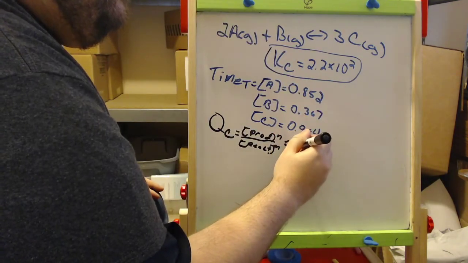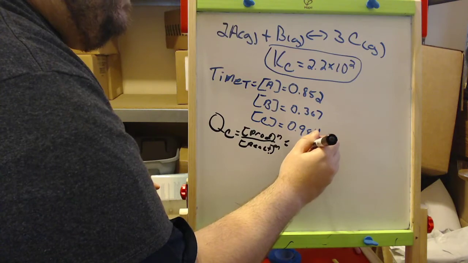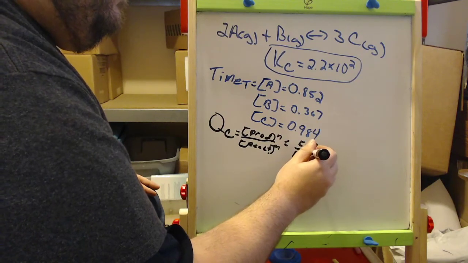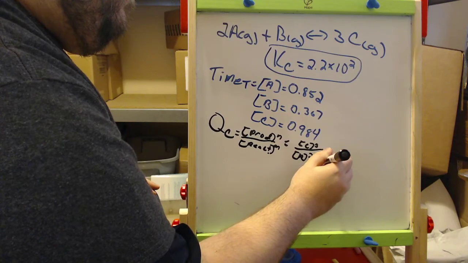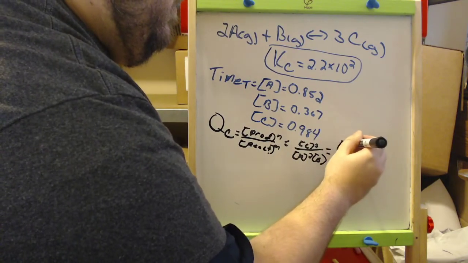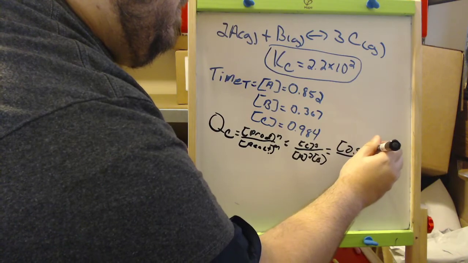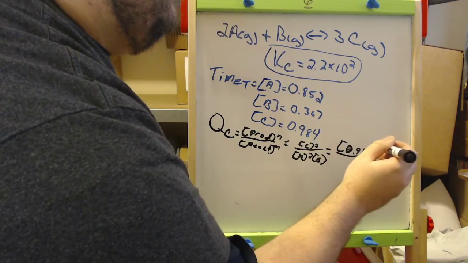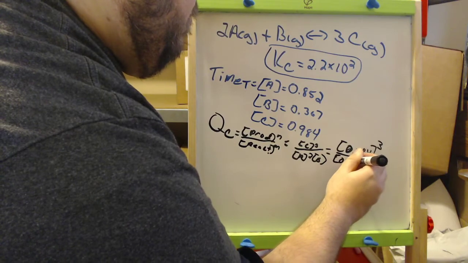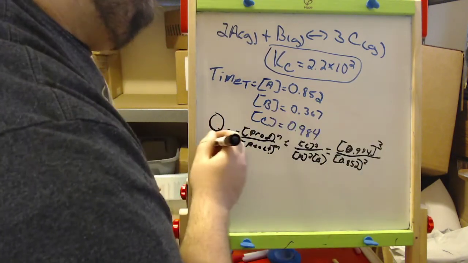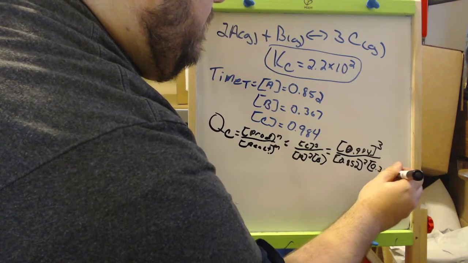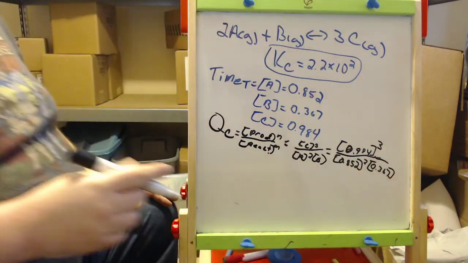So in our case here, it'll be the concentration of C cubed over the concentration of A squared times the concentration of B. If we want to set it up with the actual numbers, 0.984 cubed over 852 squared times .367. Okay.